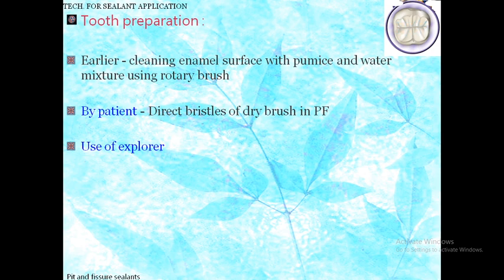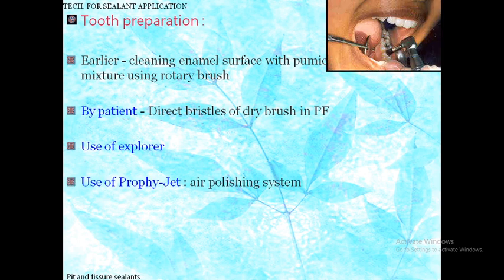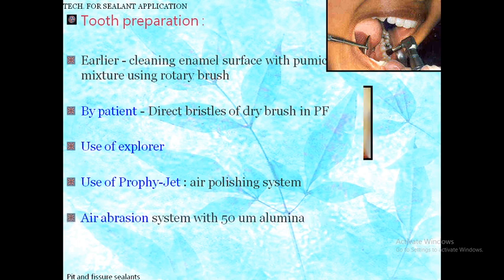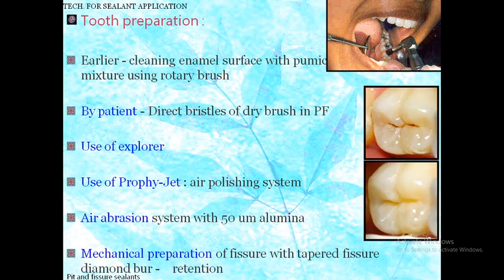Tooth preparation is the cleaning of enamel surfaces with a pumice and water mixture using a rotary brush. By the patient, they can use a direct bristle or dry brush at the pit and fissure. There is use of an explorer, and use of a prophy jet, that is an air polishing system, air abrasion composed of alumina, mechanical preparation providing proper shaping of a fissure.